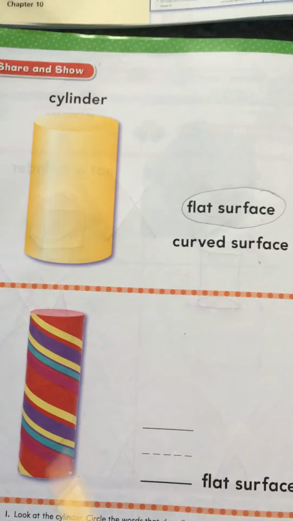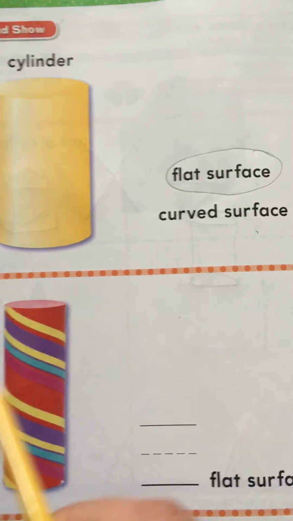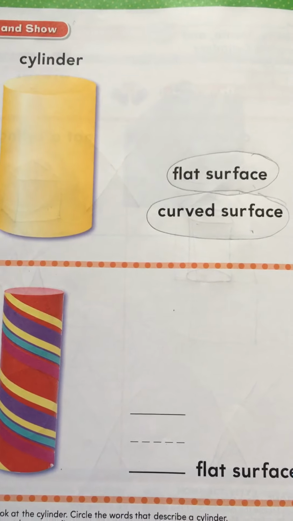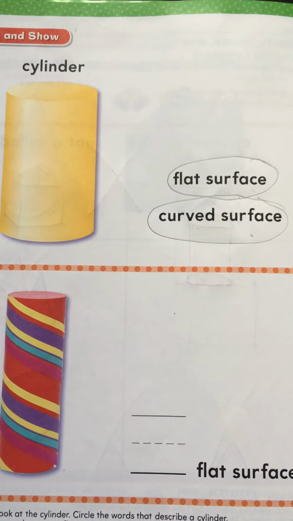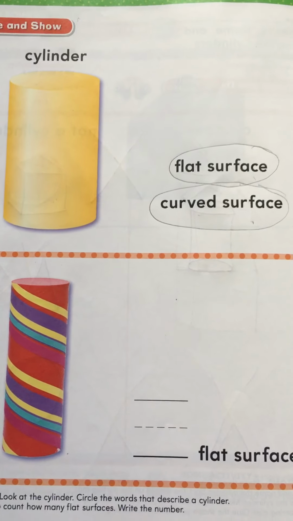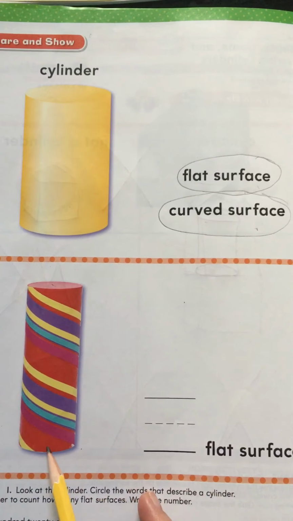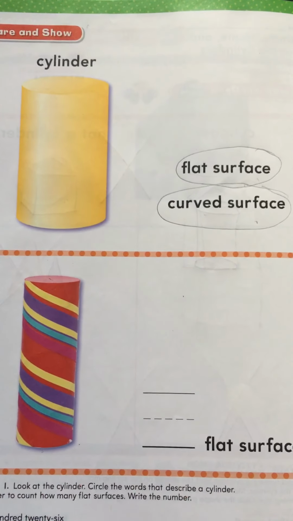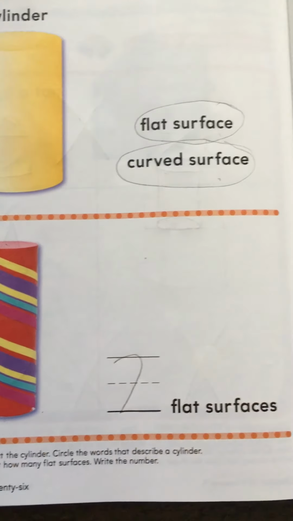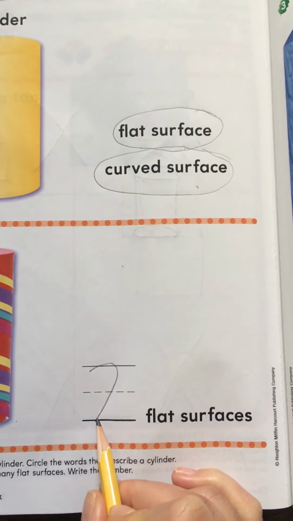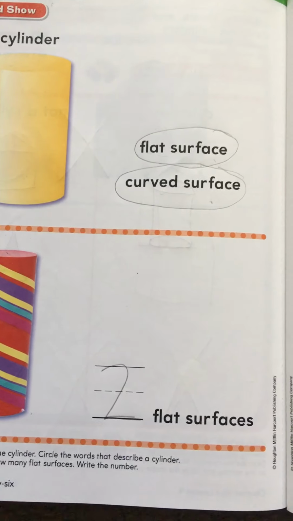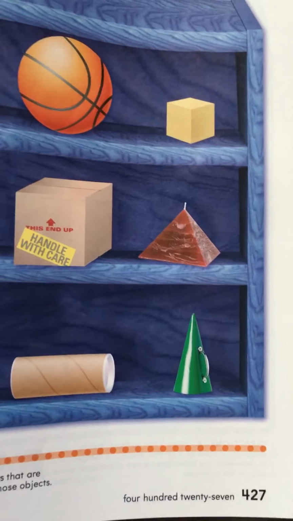Does it have a curved surface where you can roll it? Yeah, you can turn the cylinders on their side and you can go ahead and roll the cylinder. Good job. How many flat surfaces do you have on a cylinder? Well, you can stack on top, or you can have it flat on a table on the bottom. So we have 2 flat surfaces. There you go, 2 flat surfaces. Good job. Moving on to page 427.